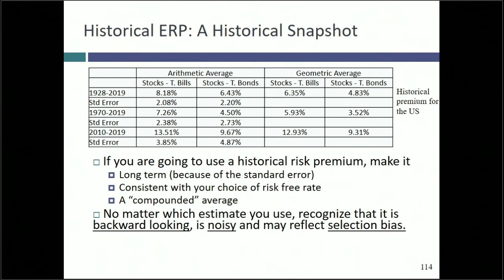If you're going to use a historical risk premium, in addition to getting over the hump of mean reversion, here's my suggestion. Go back as far as you can. That sounds absurd. I'm asking you to go back to 1928. You're saying why? Look at what happens with standard error as you go to shorter time periods. If you use a 10-year risk premium, your standard error is almost 5%.